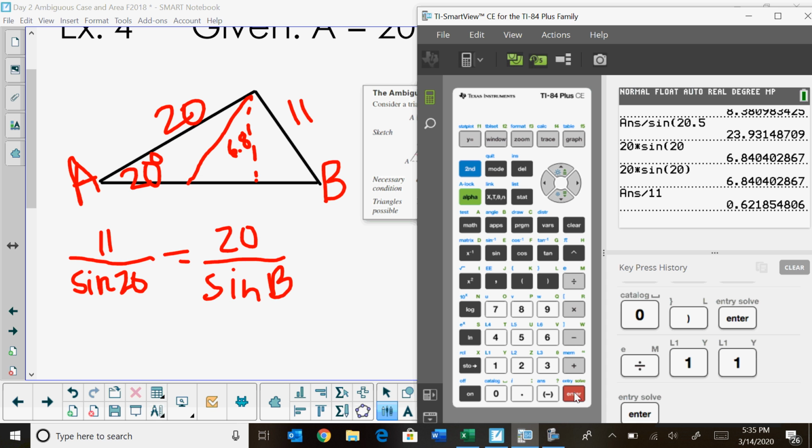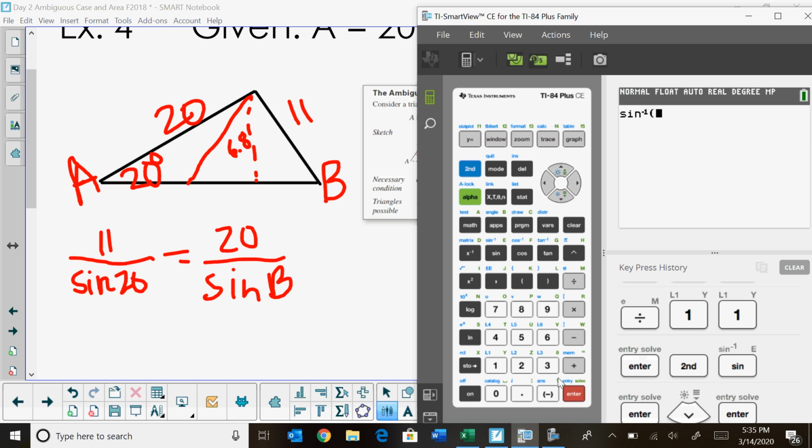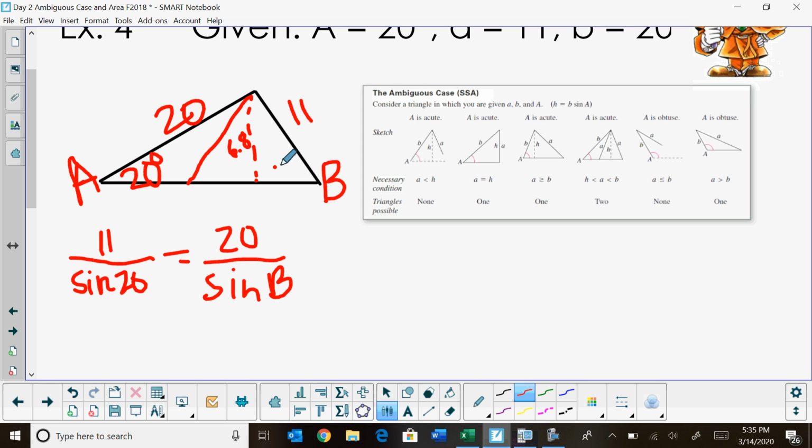And that gives me the sine of B. So I'm going to do inverse sine to get the angle. Whoops, what did I do wrong? Oops, I forgot to put my second answer. And I get 38.5. I'll just round it to 38.5. One decimal place for angles is plenty.